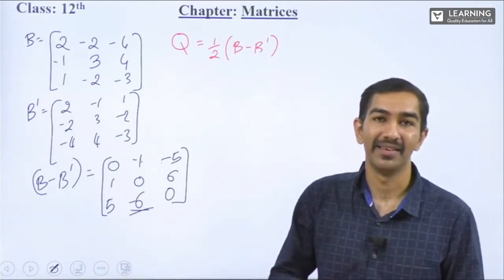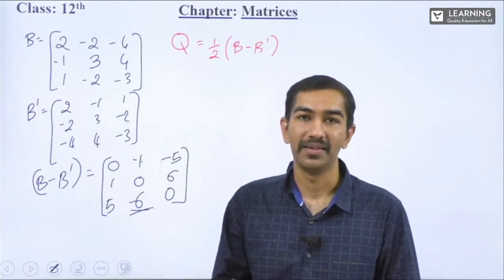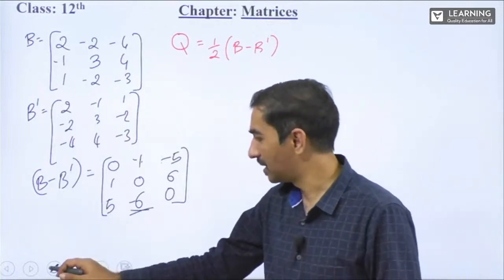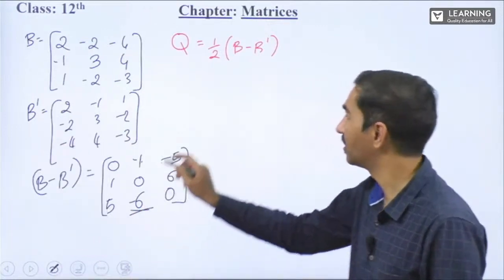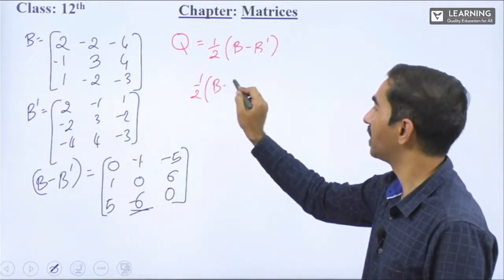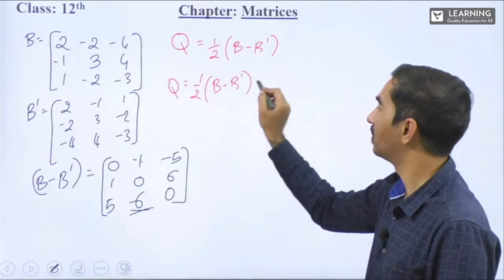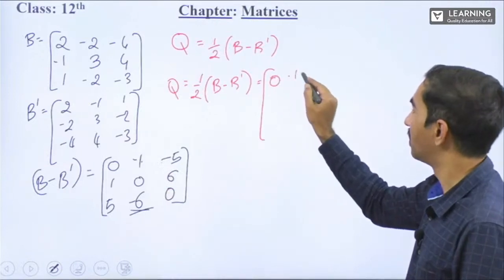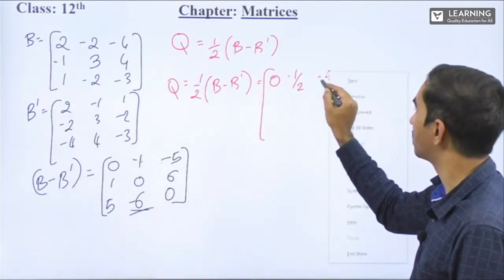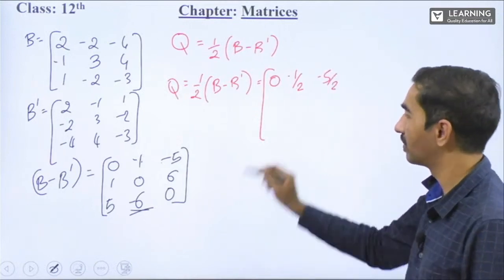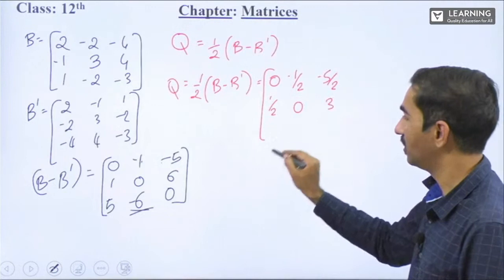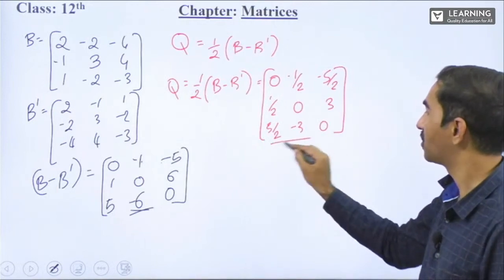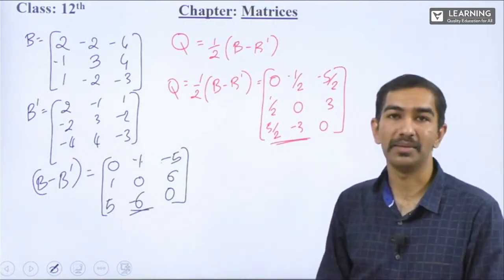Now what do we have to do here? We have to multiply with scalar 1 by 2 and check whether the condition is satisfied or not. If it is satisfied, then Q is what? A skew symmetric matrix. Multiply the scalar 1 by 2, students. Okay, we'll change the color here. So now 1 by 2 of B minus B dash is equal to what? Q. So multiply 1 by 2 to each and every entry of this matrix. So we'll be getting 0, minus 1 by 2, minus 5 by 2; 1 by 2, 0, 3; 5 by 2, minus 3 and 0. So this is our skew symmetric matrix.